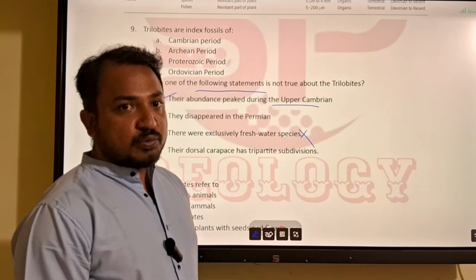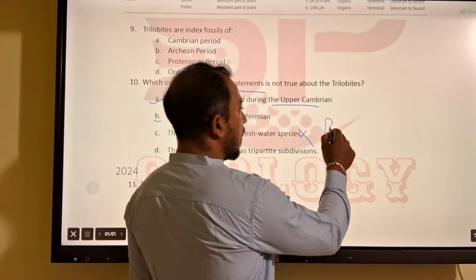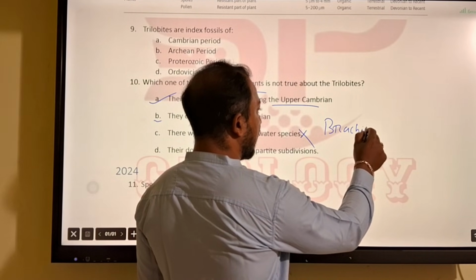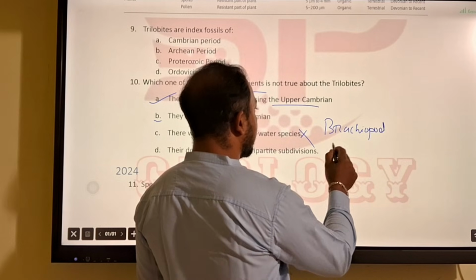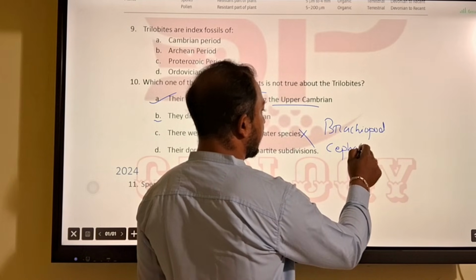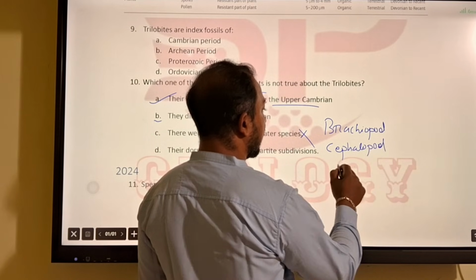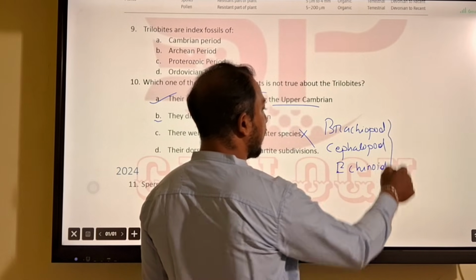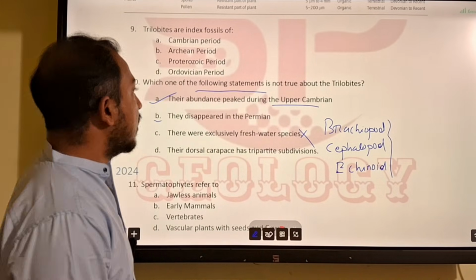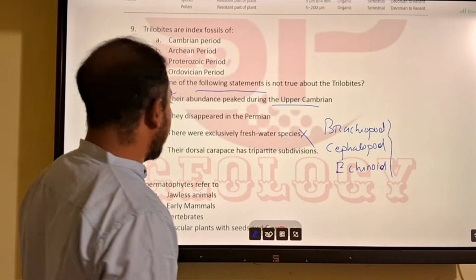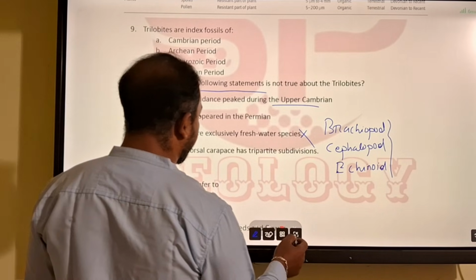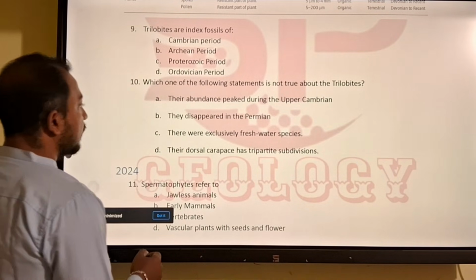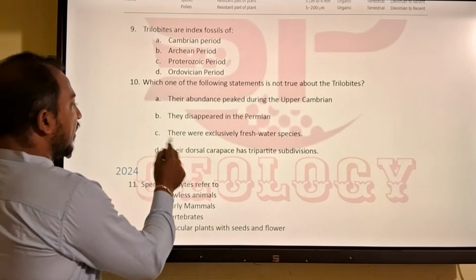All others are exclusively marine, you can take Brachiopod. Brachiopod is exclusively marine. Cephalopod, it is exclusively marine. Echinoid, they are exclusively marine, only found in marine conditions. And Trilobites, they are all exclusively marine. So this will be incorrect.